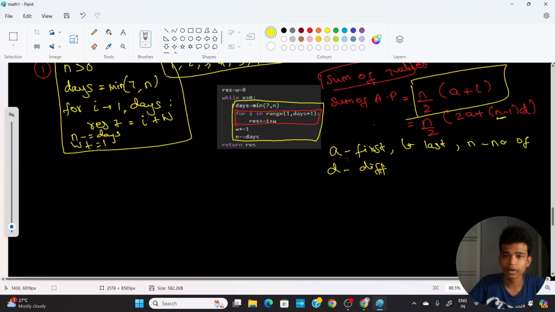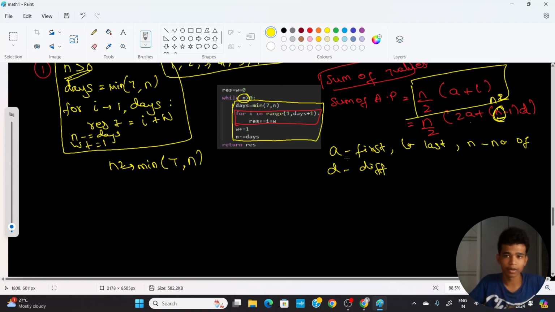But we always know what the n value is. This n value is the min of 7 and the remaining n, not the question's n, okay? Let me take another variable for this, n2. n2 can be the minimum of 7 comma n. So that is going to be my n2, right? By using this, I can easily use the second formula.